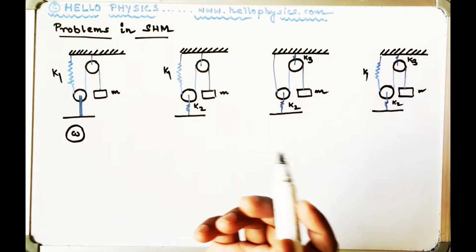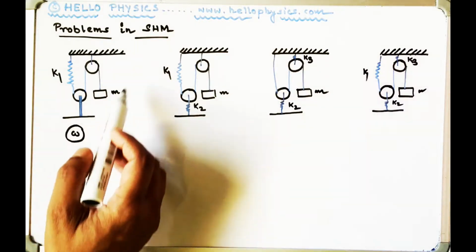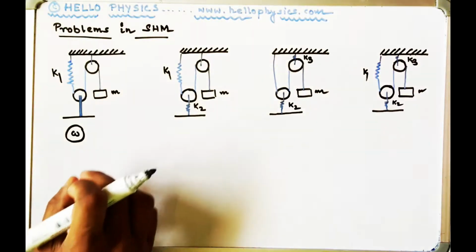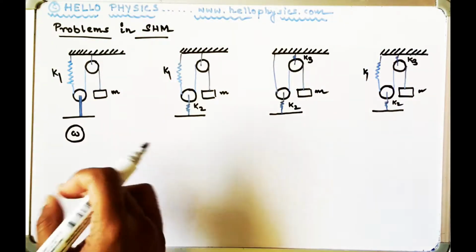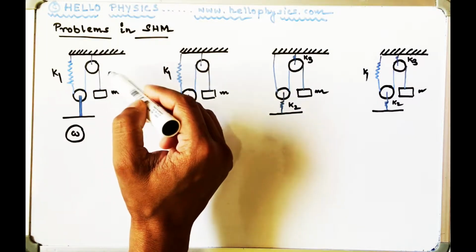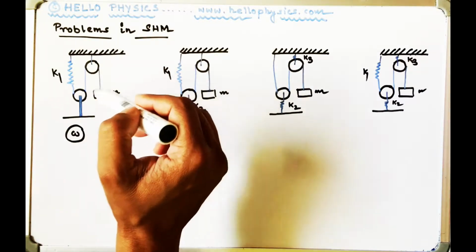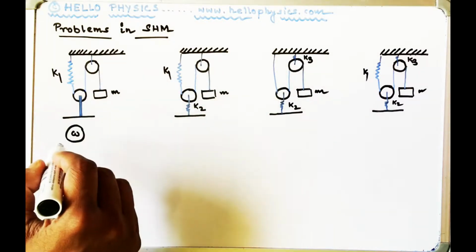When you are asked to find the natural frequency of simple harmonic motion of a system, it means that if this object is moved by a small amount, you have to find out whether this system, or this object, moves in simple harmonic motion. If it does, then find out what omega would be.